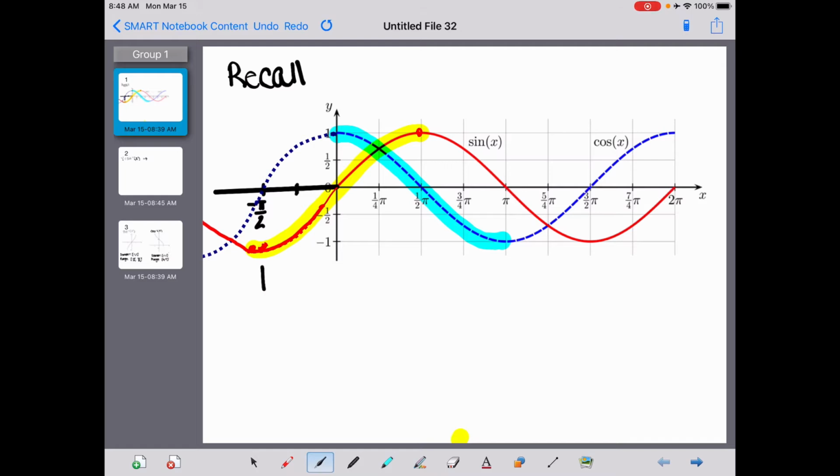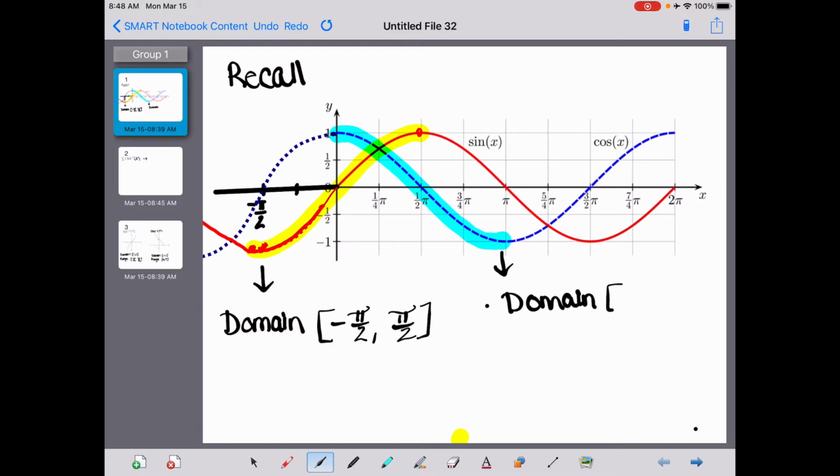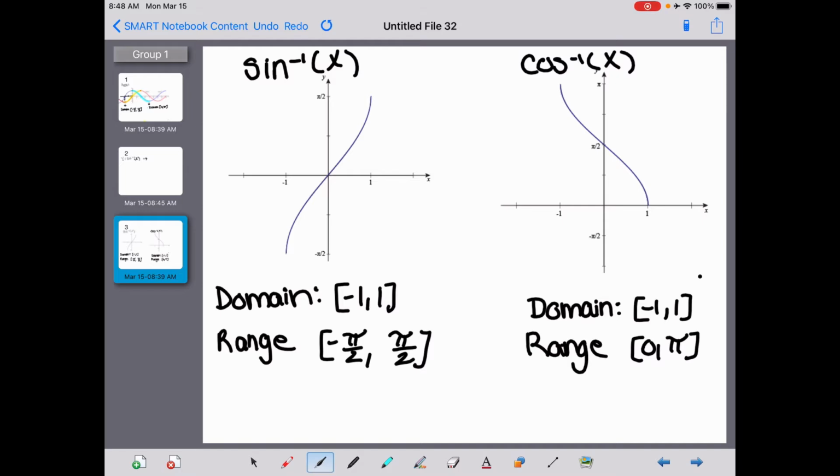Now when we restrict those domains, they're going to become the range of the inverse function. So the restriction again on sine would be negative pi over 2 to pi over 2, and the restriction on cosine would be 0 to pi. Once we restrict them, we can talk about their inverses, which look like this. And notice again, the domains become the ranges. That's how the inverses work. You flip x and y. And notice it's the same shape flipped around.